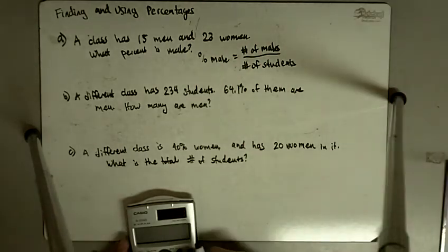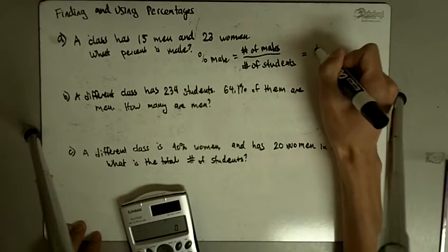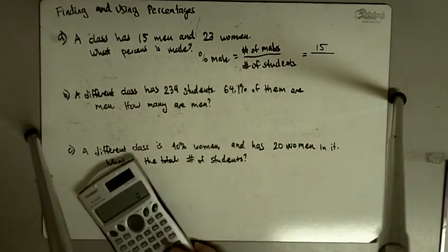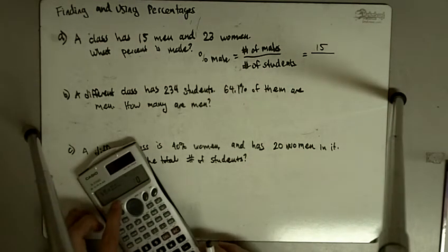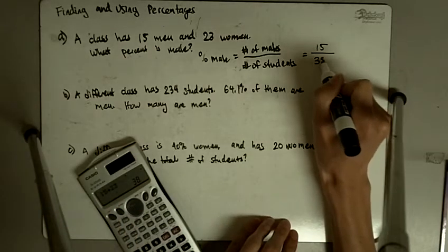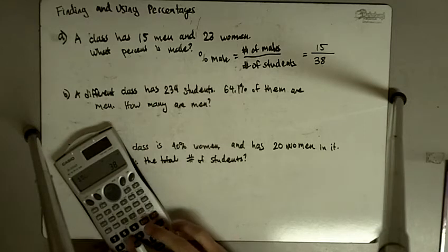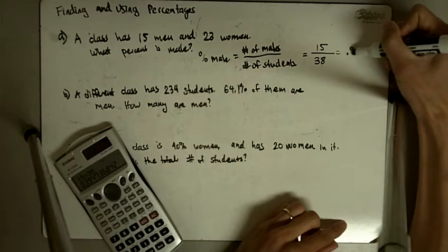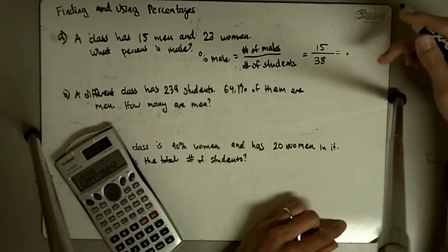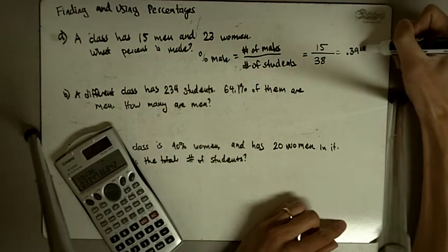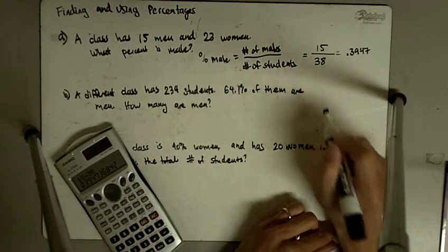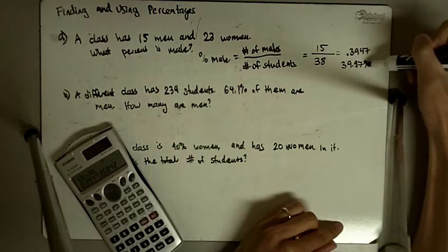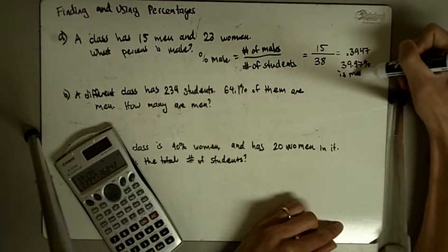Okay, so in this case, the number of males that we have is 15 males, 15 men, and the total number of students, we have 15 men and 23 women. We have a total of 38 students. And so our answer is going to be 15 divided by 38. And we have 0.3947. So changing that into a percent, that would be 39.47% is male.